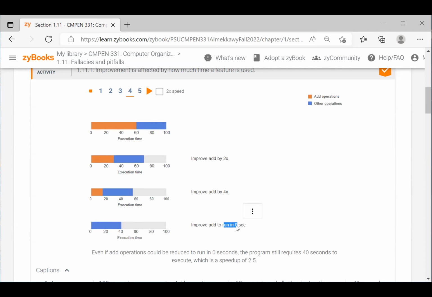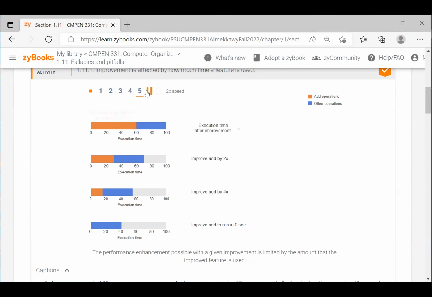It's nothing. At the very end, I still have the 40, correct? I still have the 40 comparable to 100. It is 2.5 times faster. This is the maximum that I can achieve. I have reduced the addition operation to 0, yet I haven't been able to get more than 2.5 times faster. So there is a threshold. I can't go beyond that. Correct? And this shows you that.